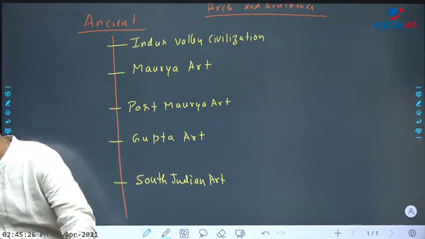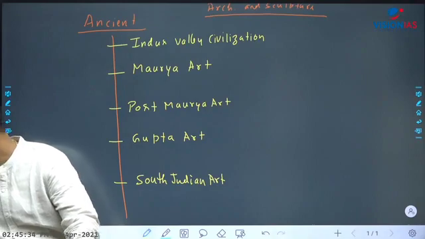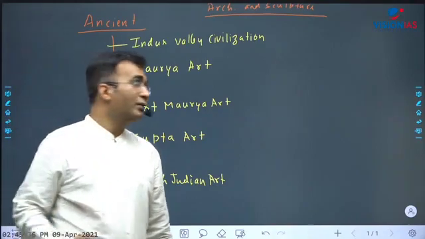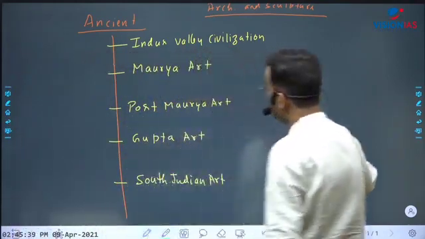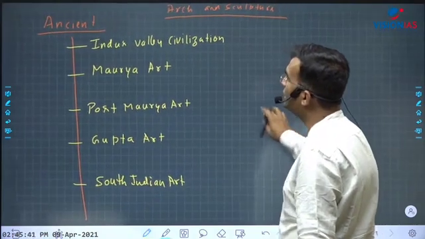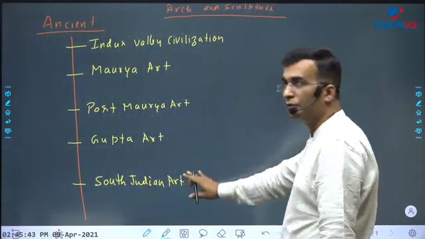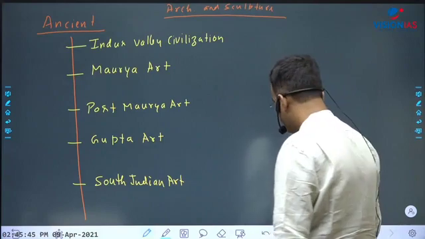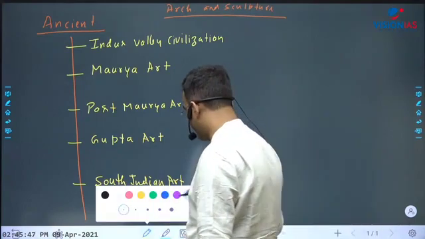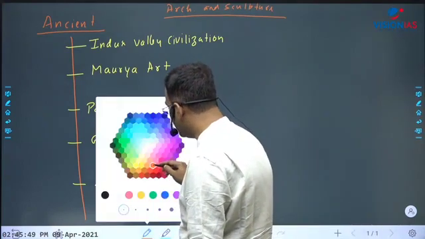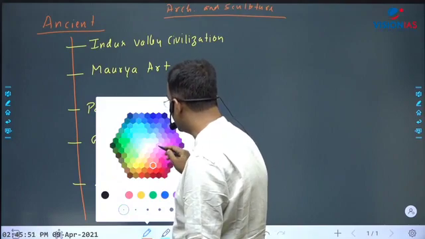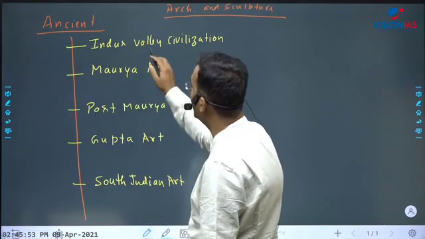How many classes? I think 5 classes of art in ancient and medieval have happened in your batch. So South Indian art, these are all the things which we are going to see in this particular part of the ancient. Now, let me tell you the emphasis or highlight of every period.